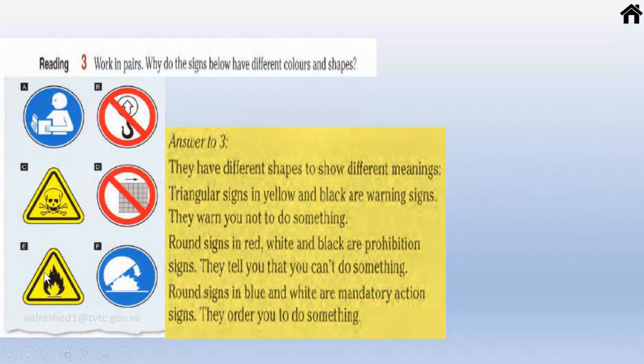So we have warning signs that warn you to not do something. And we have prohibition signs that inform you to follow a certain rule. And finally, we have mandatory actions that give you or order you to do something.